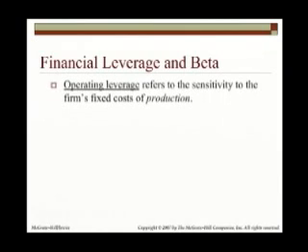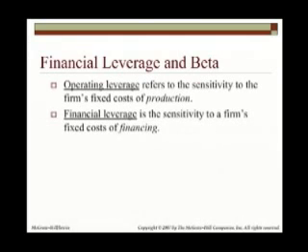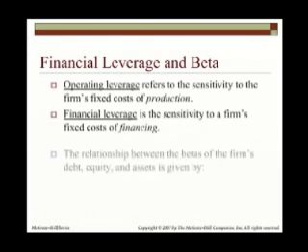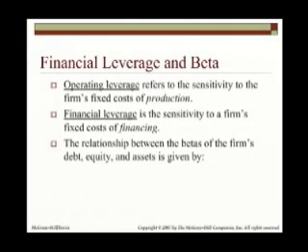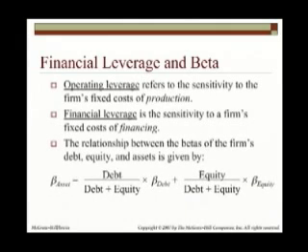Now, what about financial leverage and beta? First of all, operating leverage is the sensitivity to the firm's fixed costs of production, and financial leverage is sensitivity to fixed costs of financing. The relationship between the beta of a firm's debt, equity, and assets is given by this. In other words, the beta of the assets is a weighted average of the beta of debt and the beta of equity.